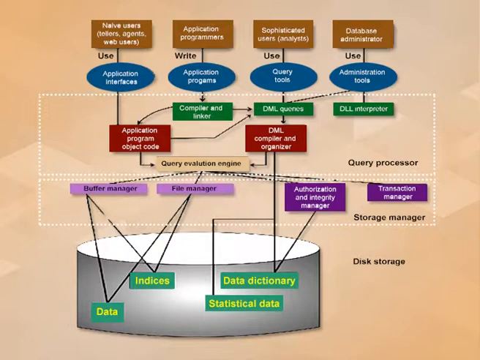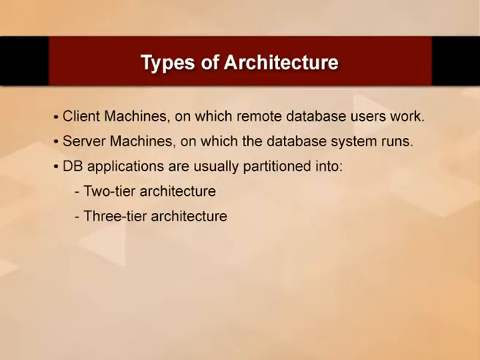And then let us move on to how many types of architectures are available. There are two types of architectures available: one is the 2-tier architecture and another is the 3-tier architecture. Whatever the architecture may be, there will be a set of client machines where the users work remotely with the databases, and then there are some server machines where the database resides. So, the client and the server are the main components of the architecture.